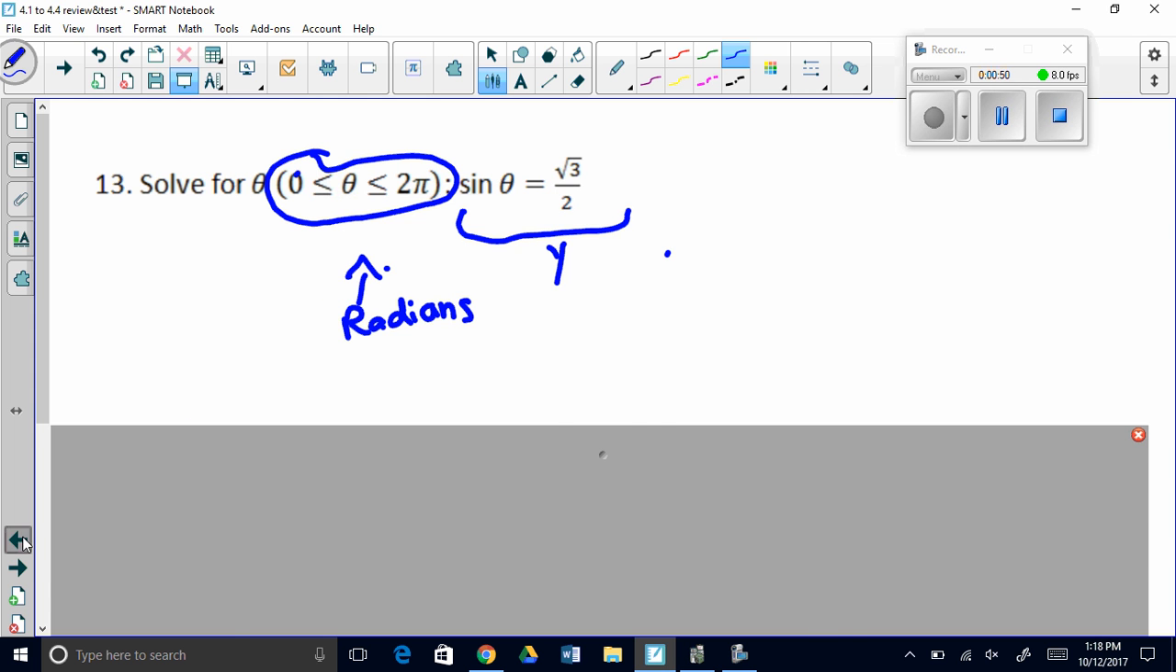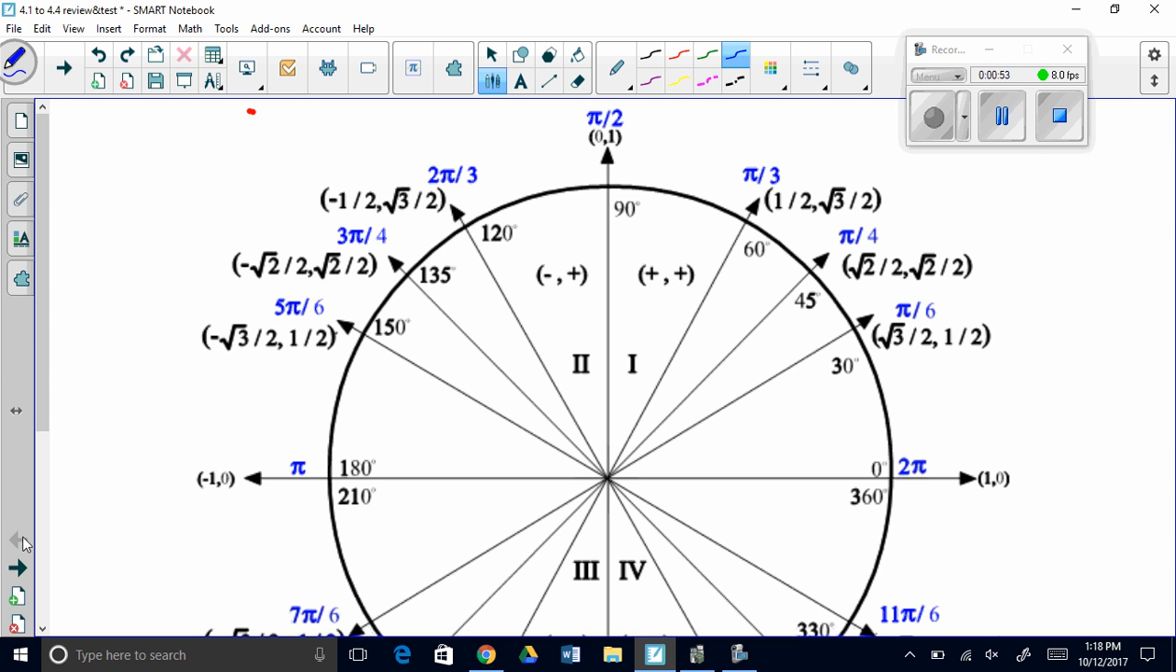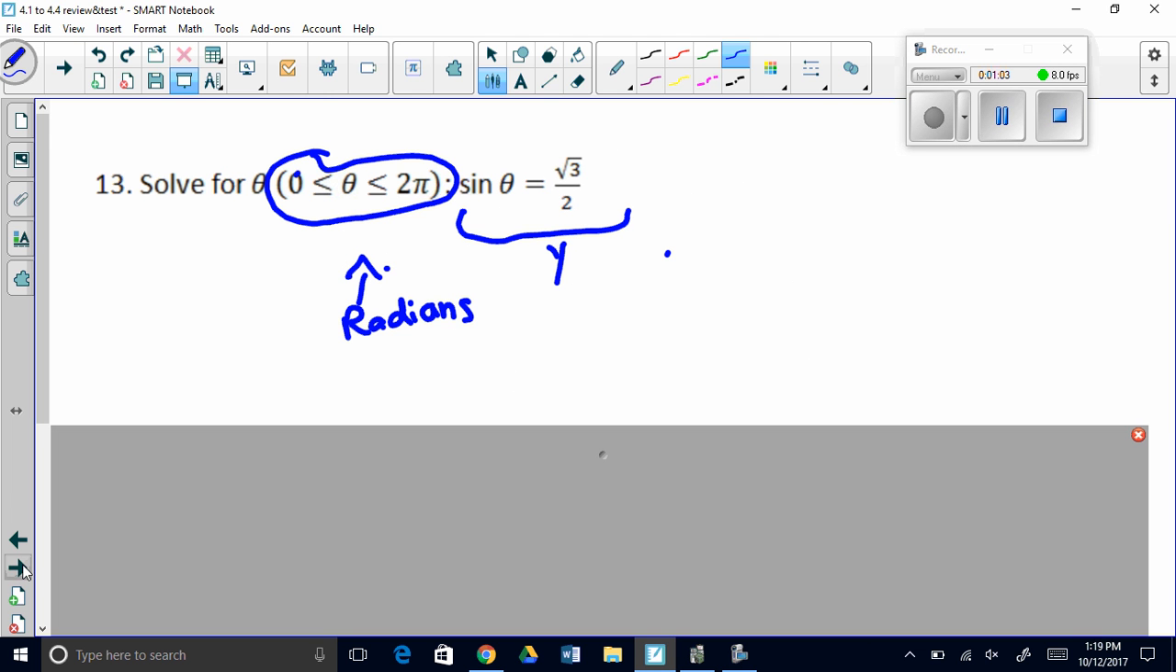So we just go to our unit circle, we look for where the y value is square root of 3 over 2, and we know our two answers are pi over 3 and 2 pi over 3. So most of the time for these, you'll have two answers. Just use your unit circle and look for the two answers. So that's all for number 13.